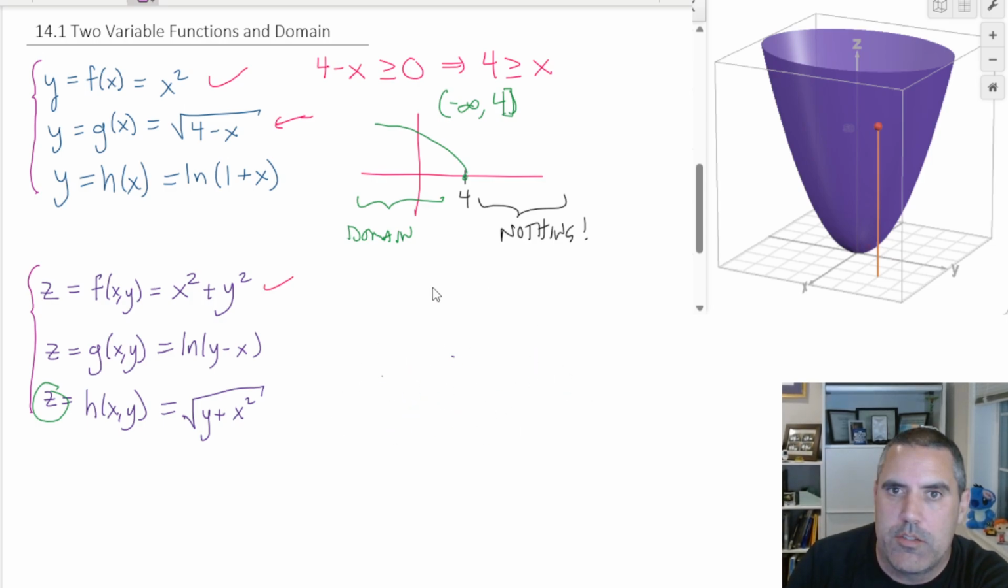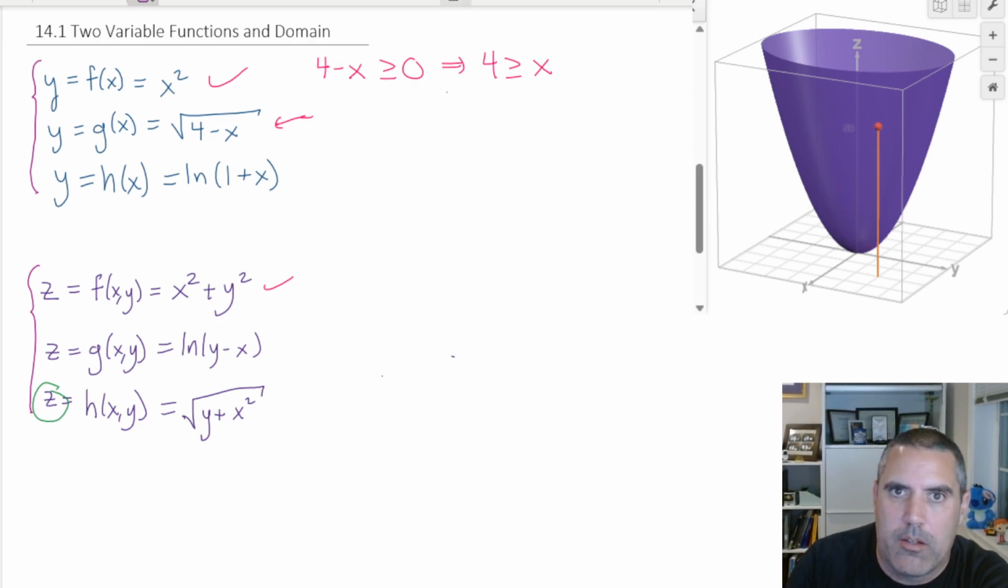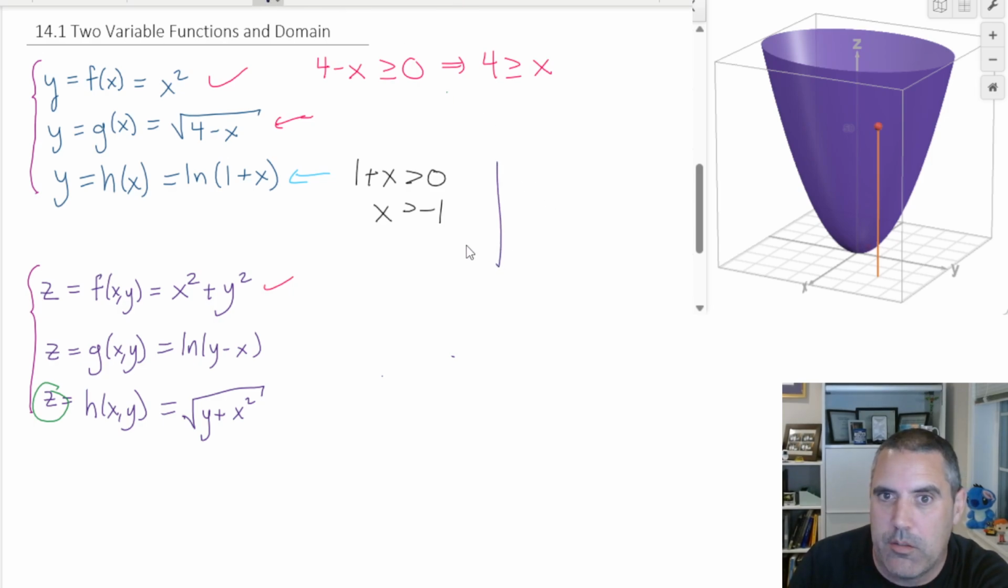But before I do that, let's do this other one. Okay, so what about the log? The moment you see this, you're asked about a domain, you say, well, you have to have 1 plus x strictly greater than 0, which means x has to be strictly greater than -1. And again, that actually helps you graph. It's the first thing you really should be thinking about. You make a little mark at -1, and then you can graph it.